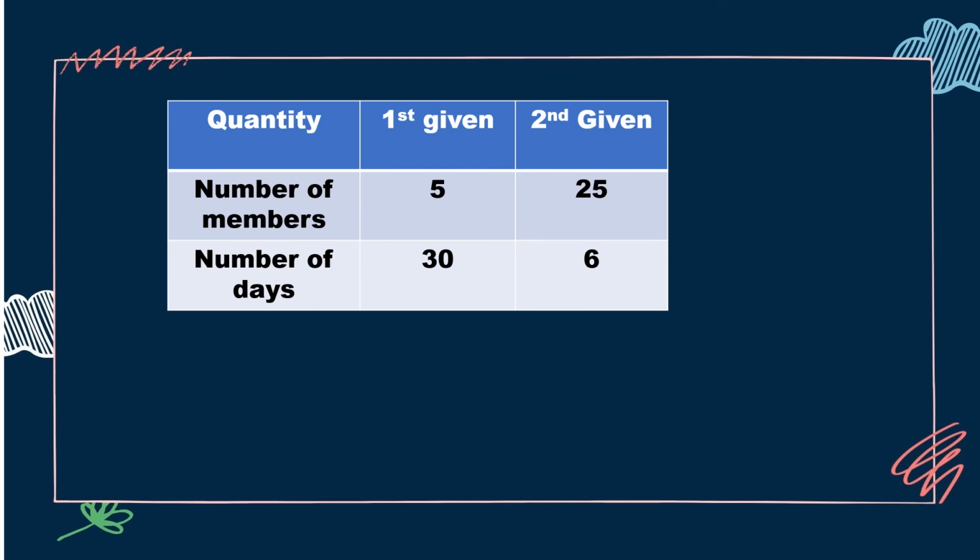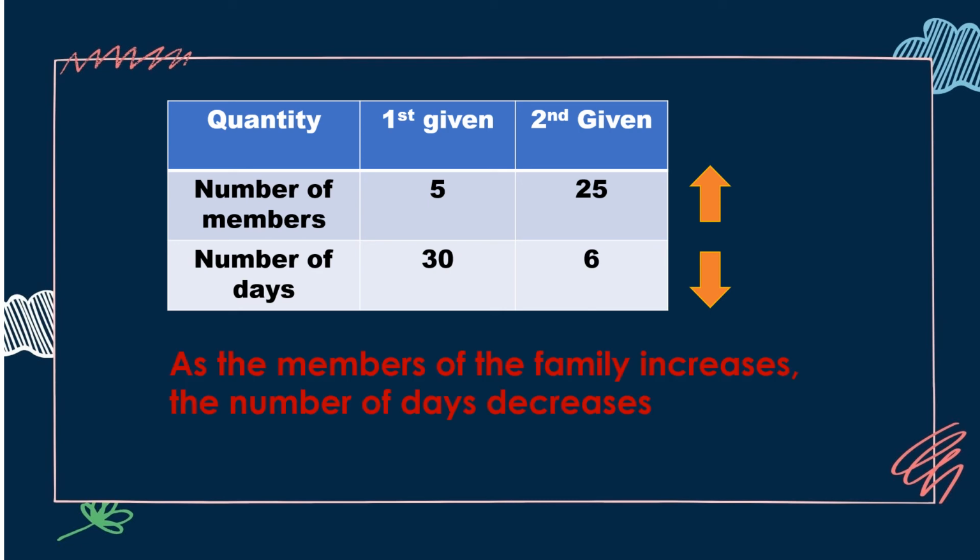Let us see if our answer makes sense. Looking at the table, the first quantity is about the number of members in the family, which implies that the number increases. On the other hand, the other quantity, which is about the number of days, implies that there is a decrease. We can tell that the two quantities go in opposite directions. That means, as the members of the family increase, the number of days decreases, which really proves that the proportion is an inverse proportion.